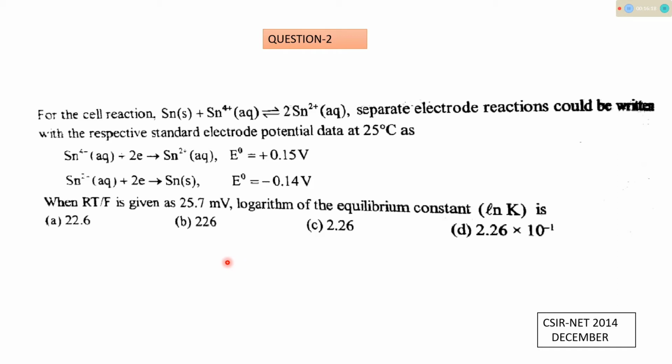For the cell reactions, one cell reaction is given. This is the whole cell reaction, and they also give the two half cell reactions. We have to find the logarithm of the equilibrium constant, and they also give the RT by F value in millivolts. So let's see.